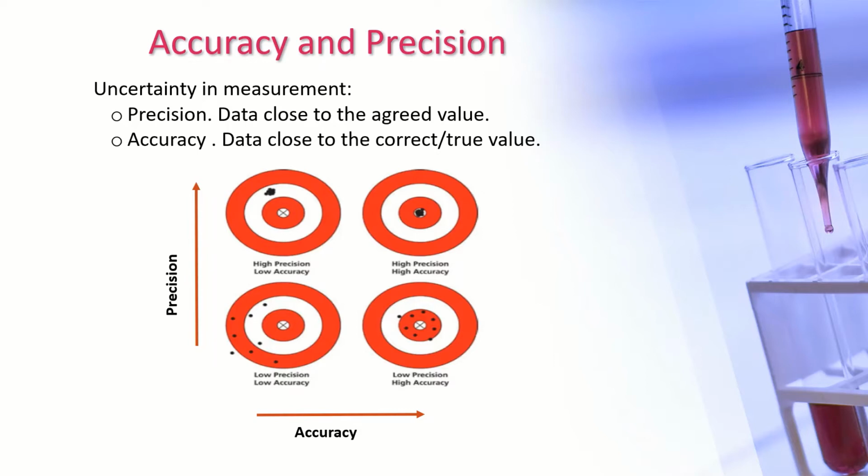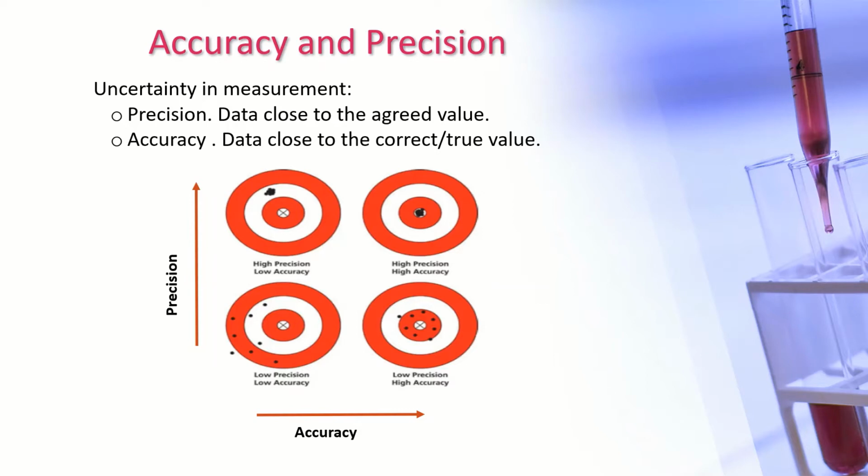Where is the correct and true value in the figure? It is the small white circle at the middle of all these circles. Looking at the lowermost left figure, it tells us low precision and low accuracy because the values obtained are far from each other, so low precision, and also far from the true value, so low accuracy.